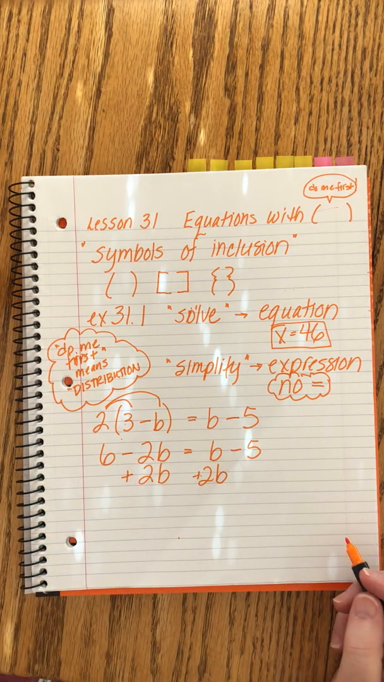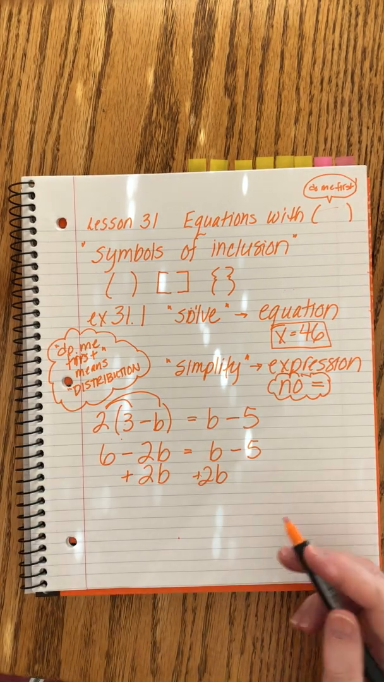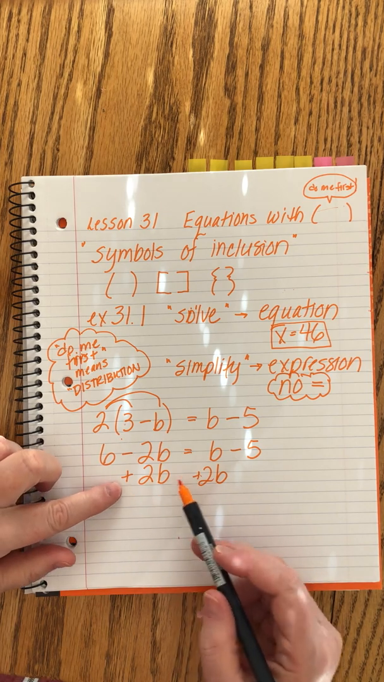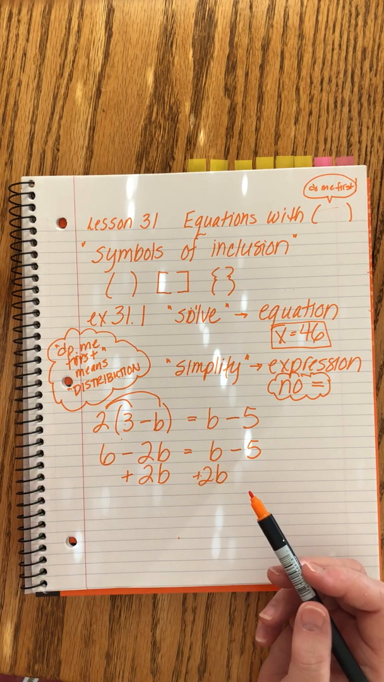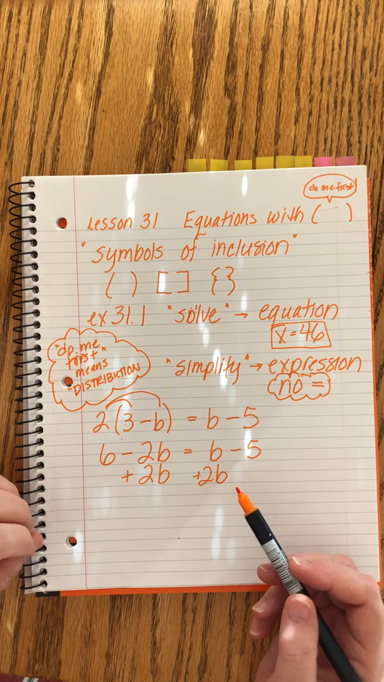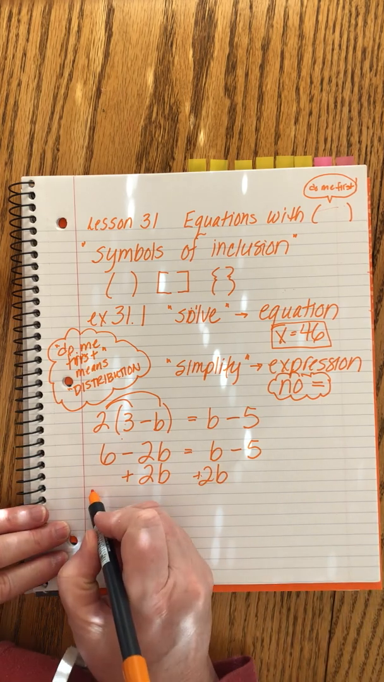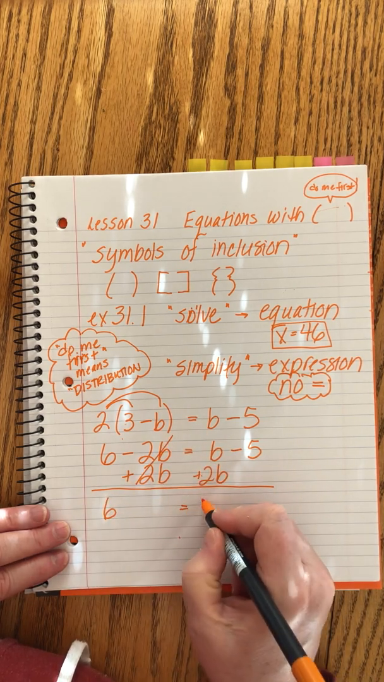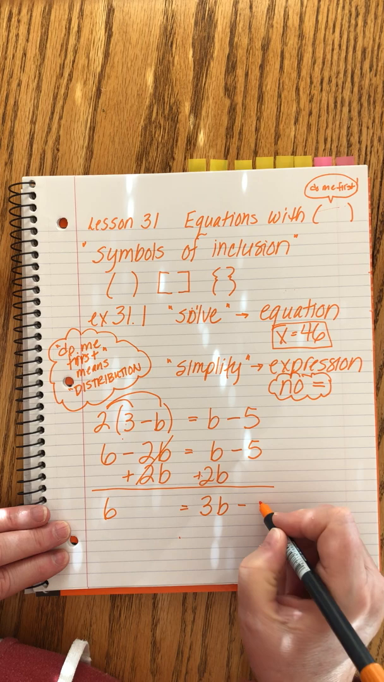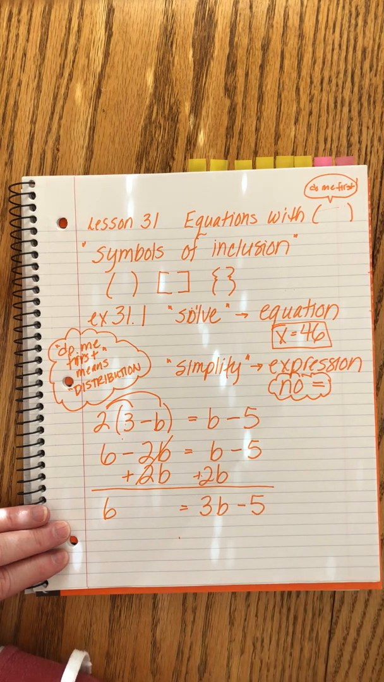Later, we'll talk a little bit more. Well, we've already talked about it to some extent. You can be strategic, right? You can see, oh, if I swim it this way, they'll end up being positive, and I like positive b's. That's fabulous. Let's do that. Okay, so I get a big fat cancel there. I get 6 equals 3b minus 5.